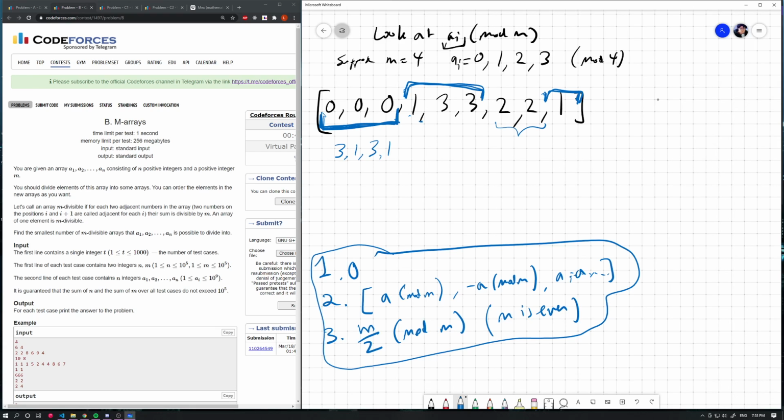Basically, the algorithm which I chose is to keep counters. I count how many numbers I've seen. Let's continue with this example where m is 4. Let's say I saw 10 zeros, 10 ones, 10 twos, and only 5 threes. Here I see 10 zeros, I know I can group them all together, so I add 1 to my result. And then I look at 1. 1 can only pair up with 3 because it falls into case 2 here.